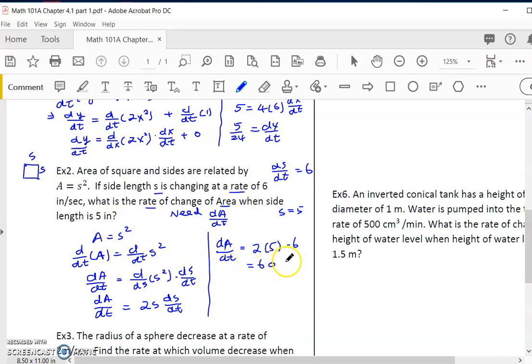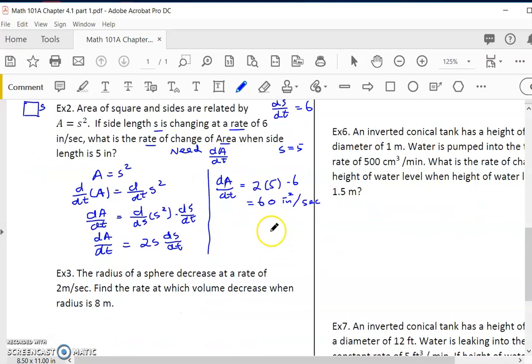What is the unit? 60 inches squared per what? This is a rate. And what is the time? Per second. So that's how you do this geometry one.